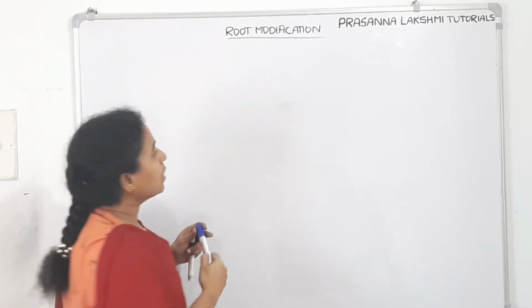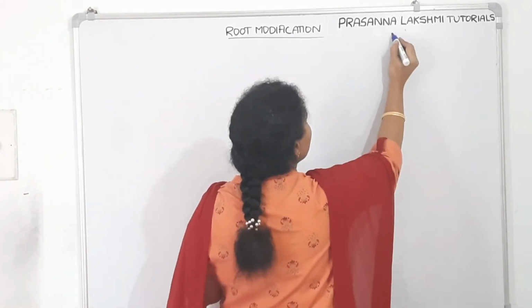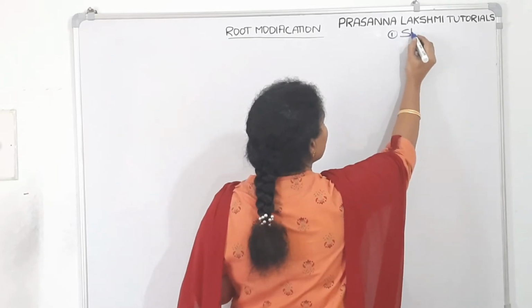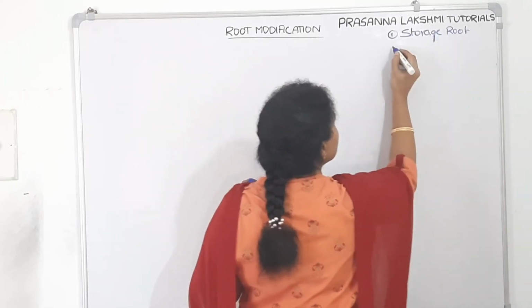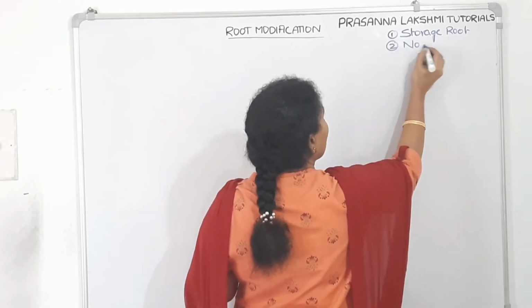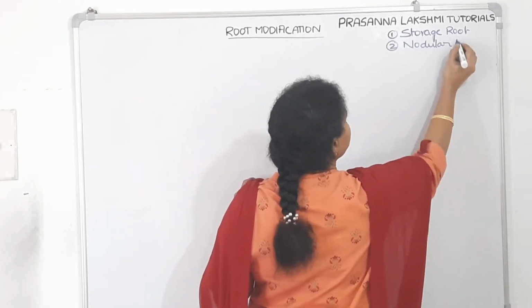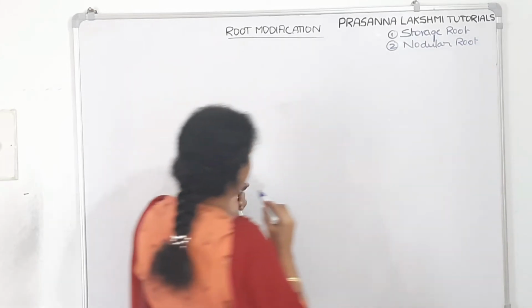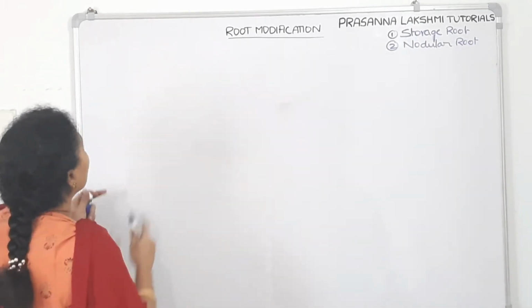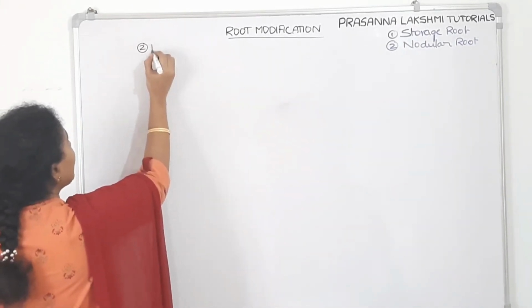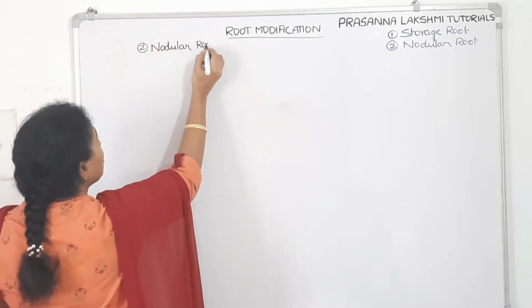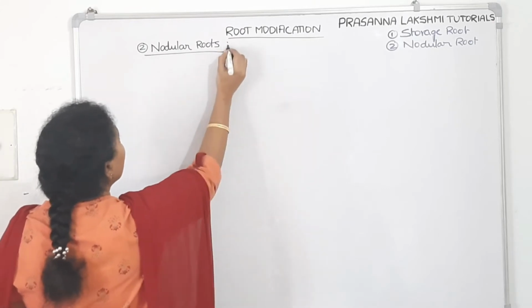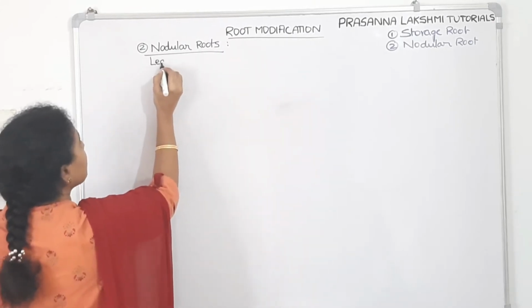So let's list down here what and all modifications we are seeing. The first one we discussed is storage root, and now we switched on to the second one, which is called nodular roots. Right, let's write down here. The second one is the nodular roots. Nodular roots, where do we find? Nodular roots are found in leguminous plants.